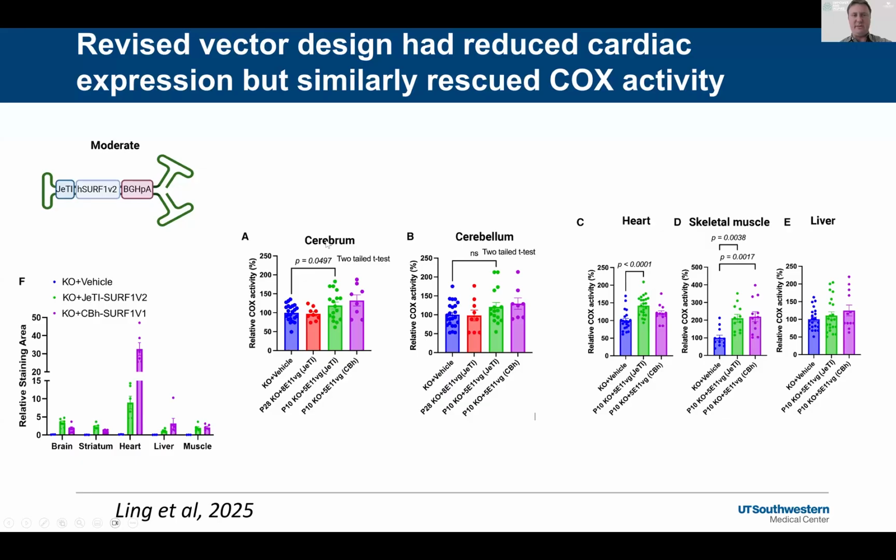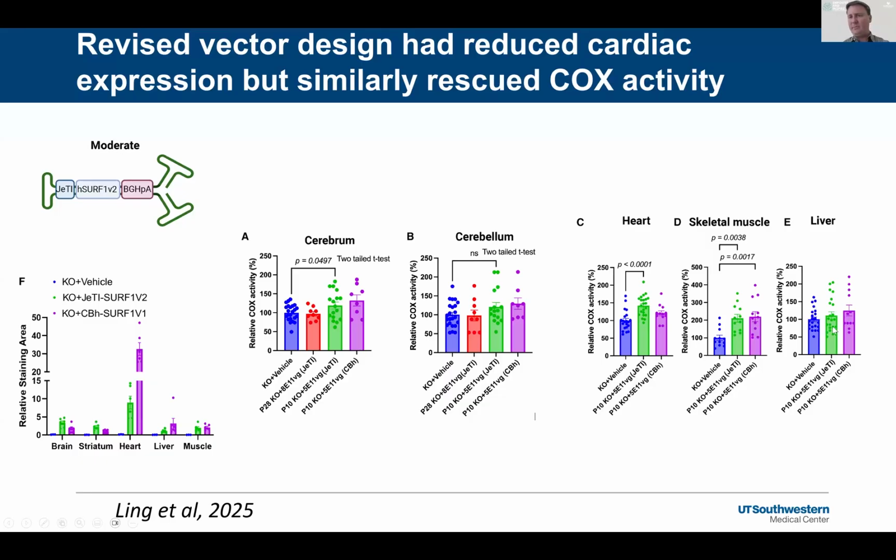So we did see, if we looked at increases in COX activity in the cerebrum, the brain as a whole, with the JET-I promoter and the CBH promoter, about the same degree of improvement in COX activity. And in the cerebellum, we saw a trend of increase that wasn't quite significant. But then we saw increases in the heart and skeletal muscle. And I should say in the heart, even though the expression with the weaker promoter was weaker, we saw better restoration of COX activity. Again, I think in keeping with this notion that we were just expressing too much with the CBH promoter, that was actually overshot and was detrimental to improving the COX activity.